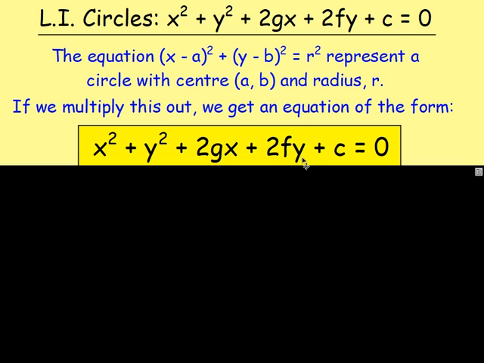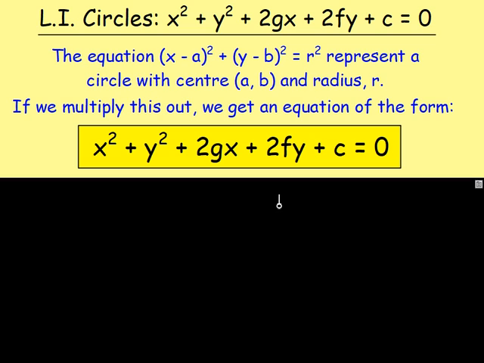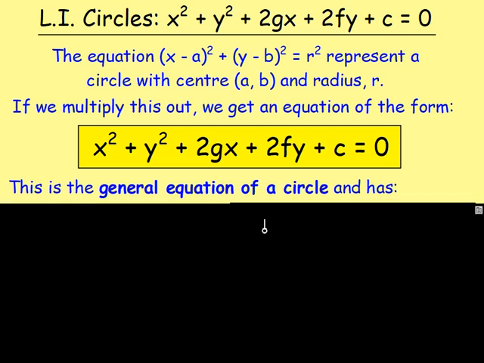I will have a y term, and I'm going to call the coefficient 2f. Also, if I subtract r² from both sides and add it to whatever constant is here, then I will have a constant as well. So I'll just have a number on its own, and that will then equal 0. Once you are at that stage, or if you are given the equation of this circle, this is known as the general equation of the circle.